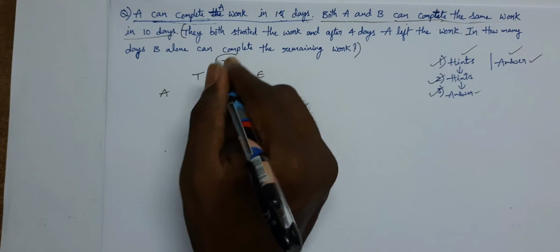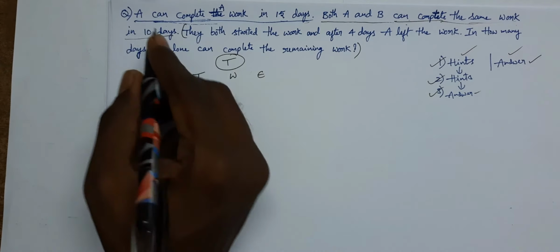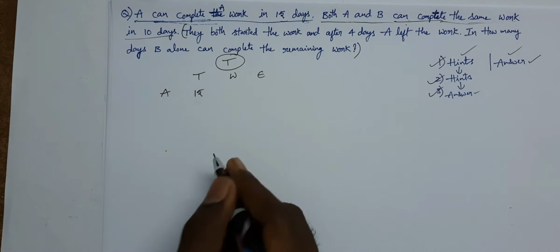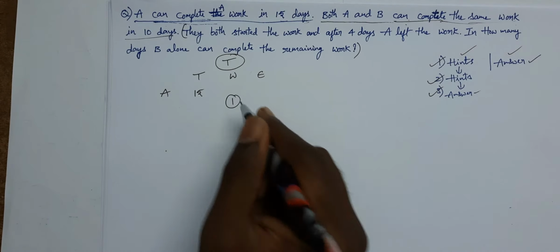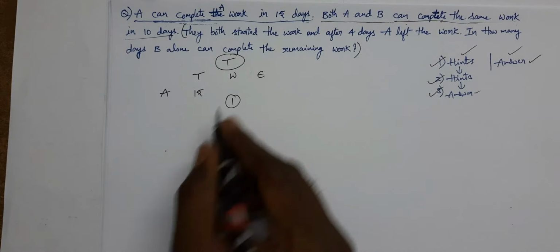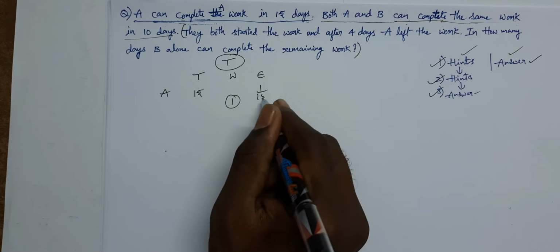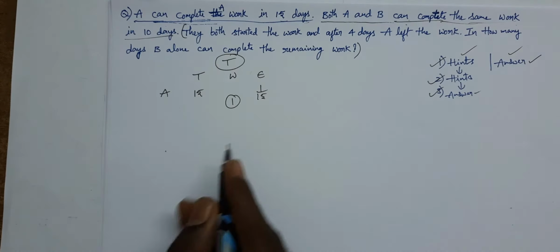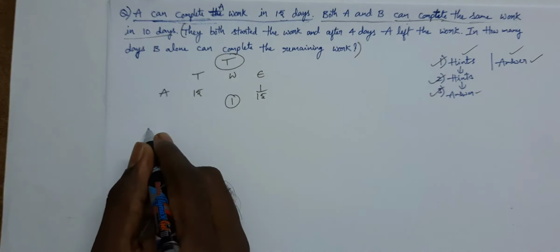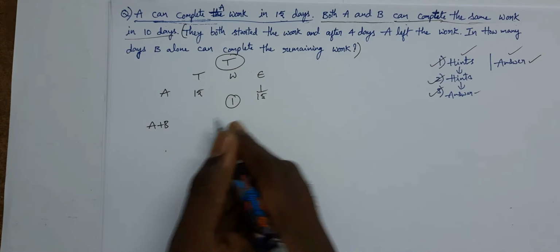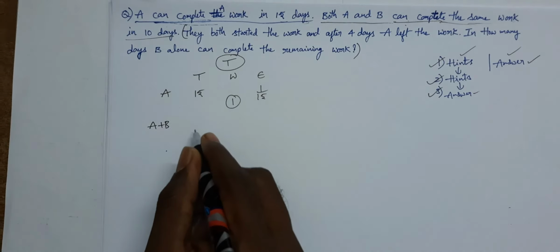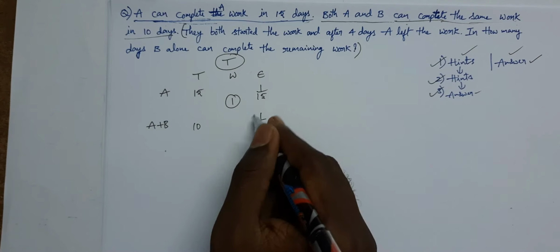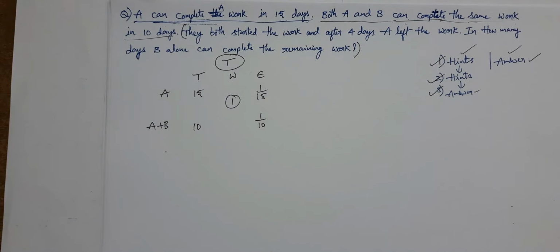I am doing the traditional method first. A can complete a work in 15 days. In the traditional method we have to take work as 1 unit, so the efficiency will be 1 by 15. 1 by 15 is the efficiency of A. Now they are talking about A and B. A and B can complete the same work in 10 days. So the efficiency of both A and B is 1 by 10.